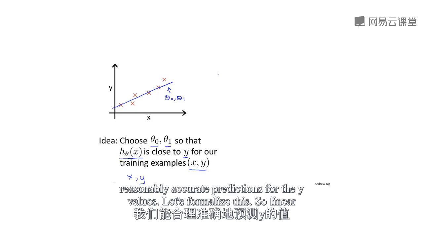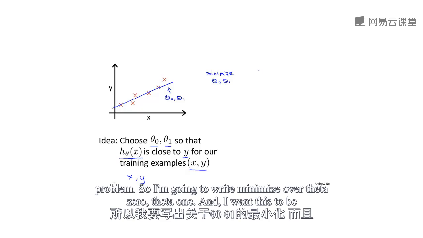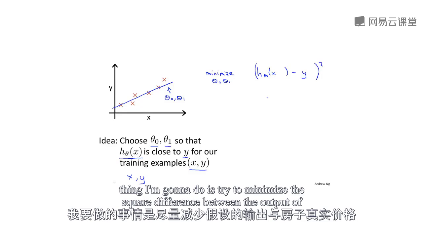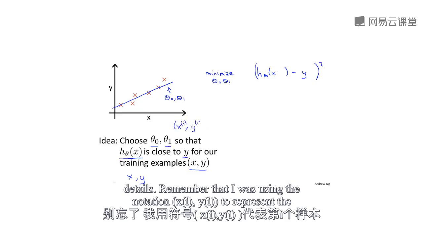Let's formalize this. In linear regression, I'm going to want to solve a minimization problem. So I'm going to write minimize over theta 0, theta 1. And I want this to be small, right? I want the difference between h of x and y to be small. And one thing I might do is try to minimize the squared difference between the output of my hypothesis and the actual price of a house. Okay? So let's fill in some details. You remember that I was using the notation x i, y i to represent the ith training example.